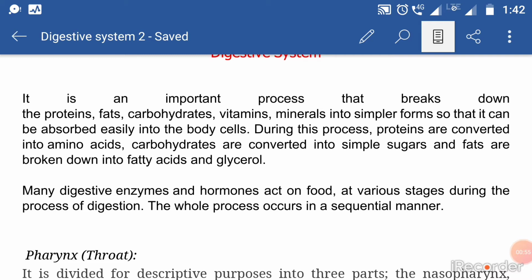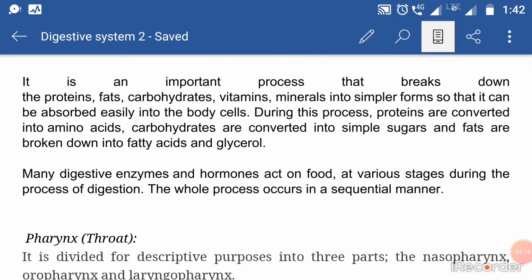Because protein, fats, and carbohydrates are large molecules, they cannot be absorbed as such. So during this process, proteins are converted into amino acids, carbohydrates are converted into simple sugars, and fats are broken down into fatty acids and glycerol.